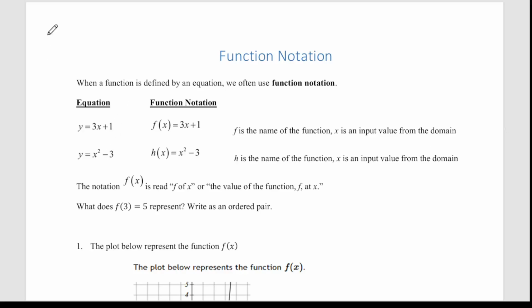Today we're going to be discussing how to interpret function notation. So last time we went over what is a function, how to talk about the domain of functions, that type of thing. And today we're going to be talking about how do we use the language of functions.